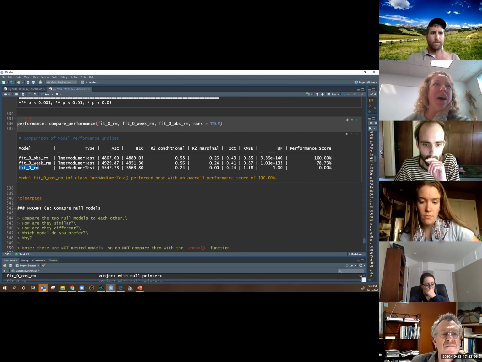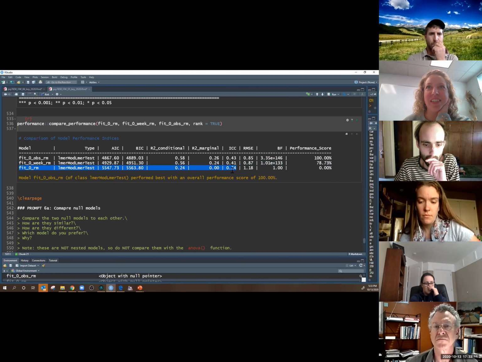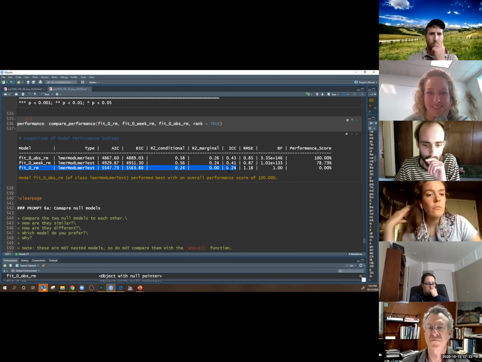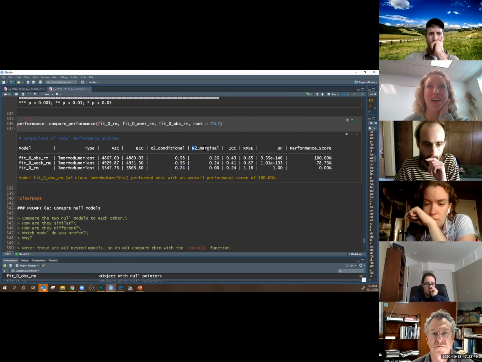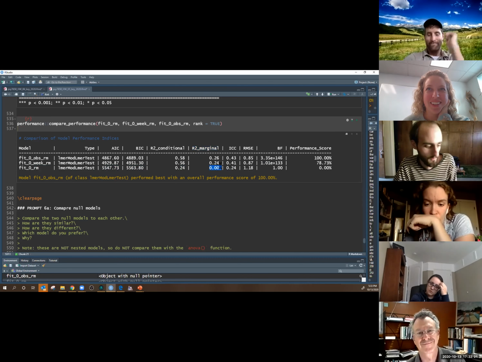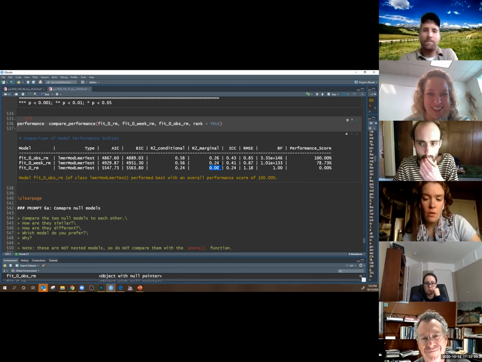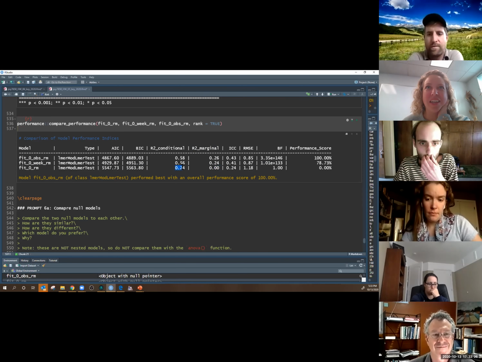Okay, so this one at the bottom is fit with nothing for time. What do you notice about its ICC? Way low, compared to the other ones? It's lower. What about its R squared values? What's its marginal R squared? Nothing. But the conditional R squared is just grouping. The conditional R squared is how much of the variance is explained by grouping.